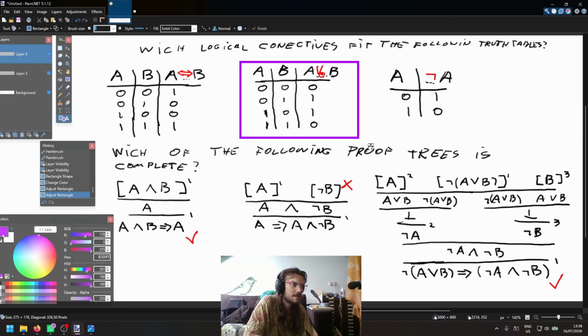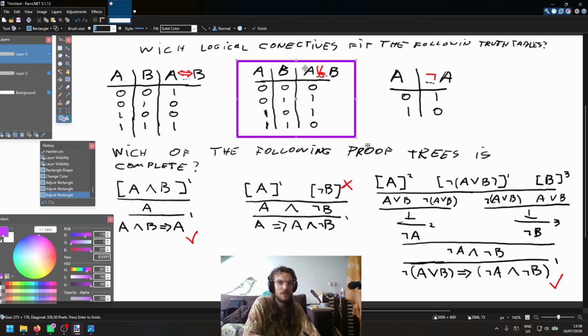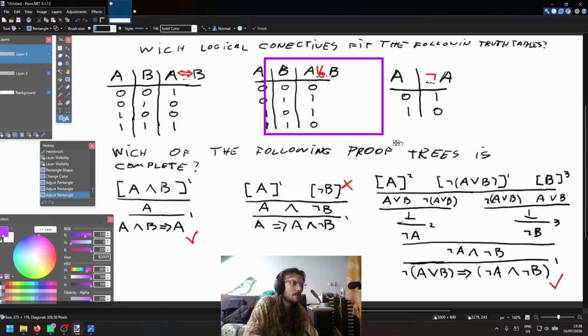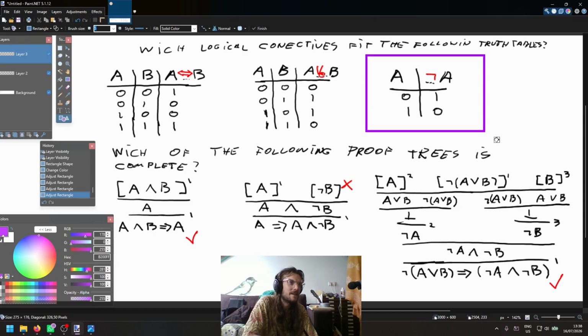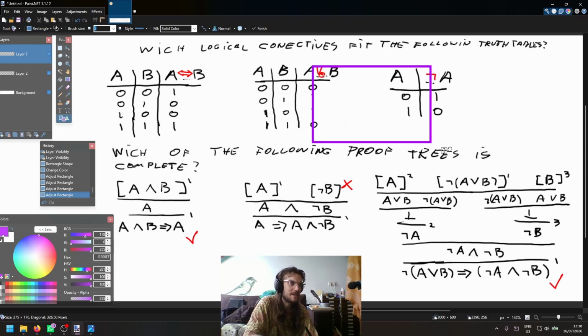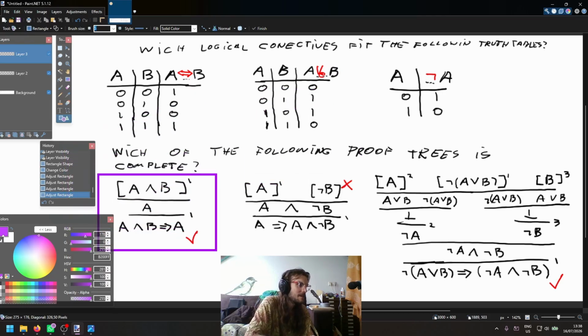The second question here, it's the exclusive OR from computer programming. It's true when either one is true, but not if both are true. The next one is the negation. It's a very simple truth table. It's just the opposite of the value that you had. And that it's a one-ary thing was kind of a hint that it had to be the negation.